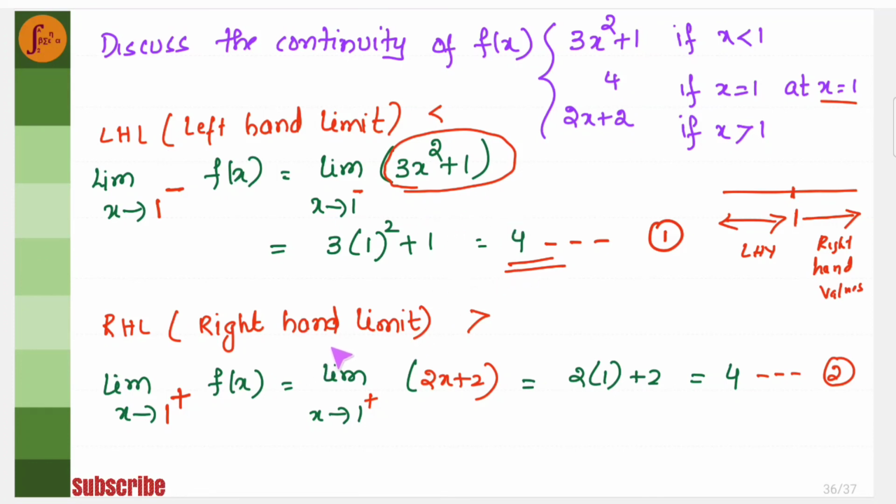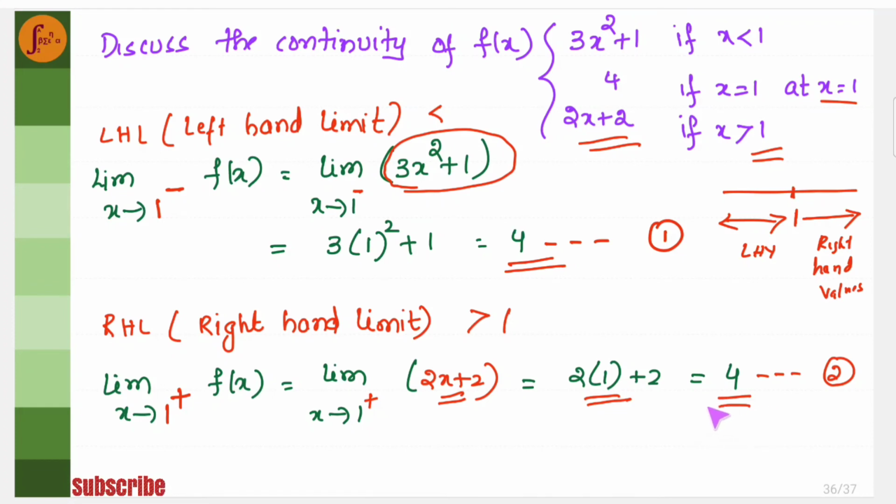Now we'll come to right hand limit. What does right hand limit say? When it is greater than 1. Greater than 1 is right hand limit. So we'll put 1 plus. This is how we denote it. We need to put limit x tending to 1 plus f of x. What is the function when x is greater than 1? It is this one. We put this function here, evaluate the limit, and get the value. Now if you look at it, the left hand limit and the right hand limit are the same.